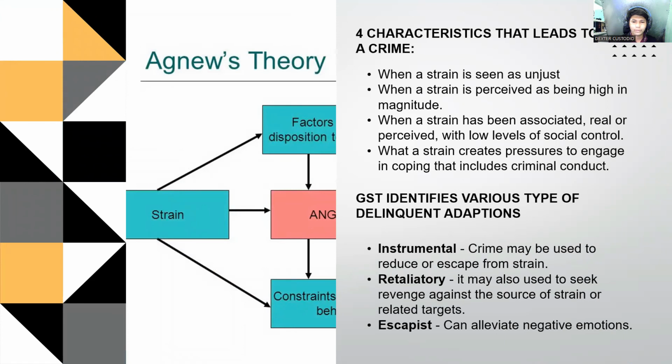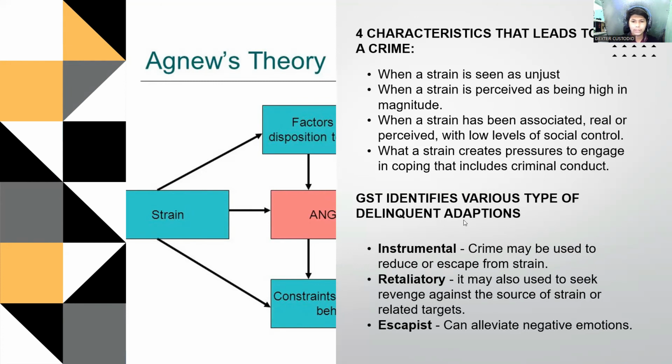There are four characteristics of strain that lead to crime. First, when a strain is seen as unjust. Second, when a strain is perceived as being high in magnitude. Third, when a strain is associated, real or perceived, with low levels of social control. And the last, when a strain creates pressure to engage in coping that includes criminal conduct.